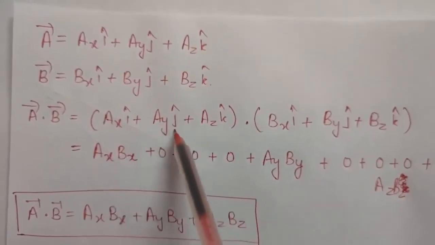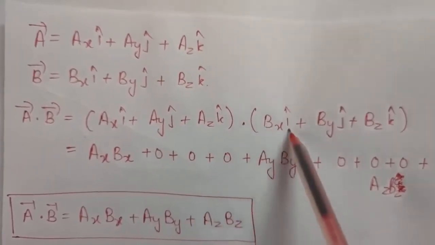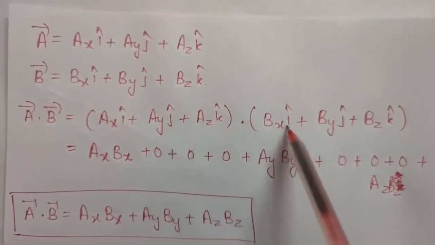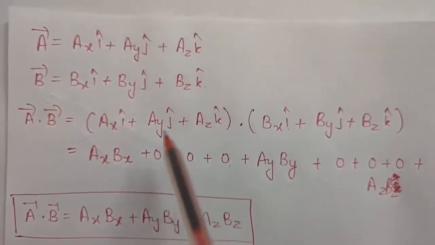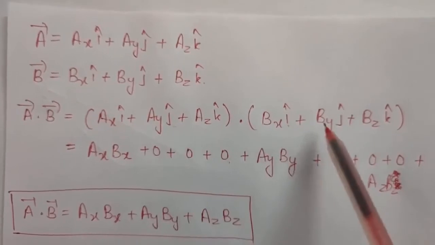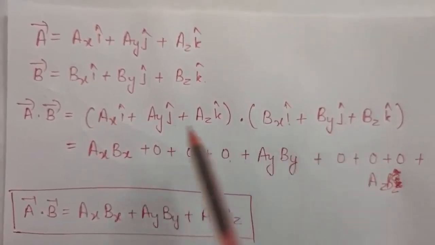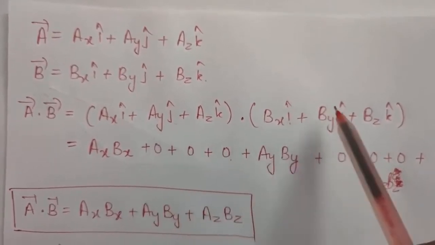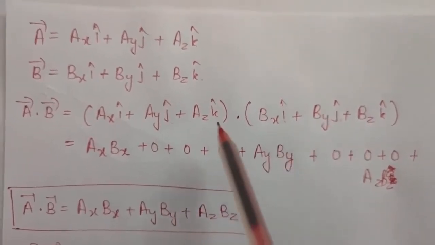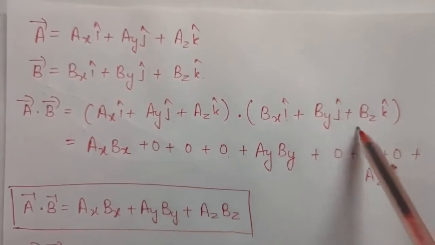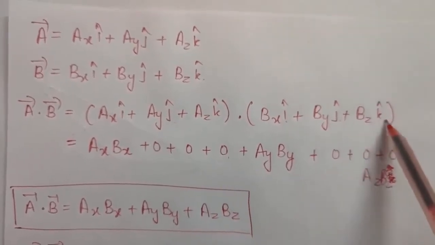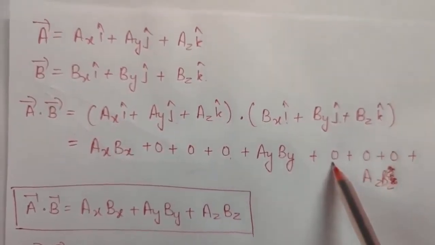Now AY j cap dot BX i cap. Again j dot i is 0, so this will also be 0. Now AY j cap dot BY j cap. See, j cap dot j cap is 1, so we'll get the answer AY BY. Again AY j cap dot BZ k cap. Again j cap dot k cap is 0, so the answer will come to be 0.